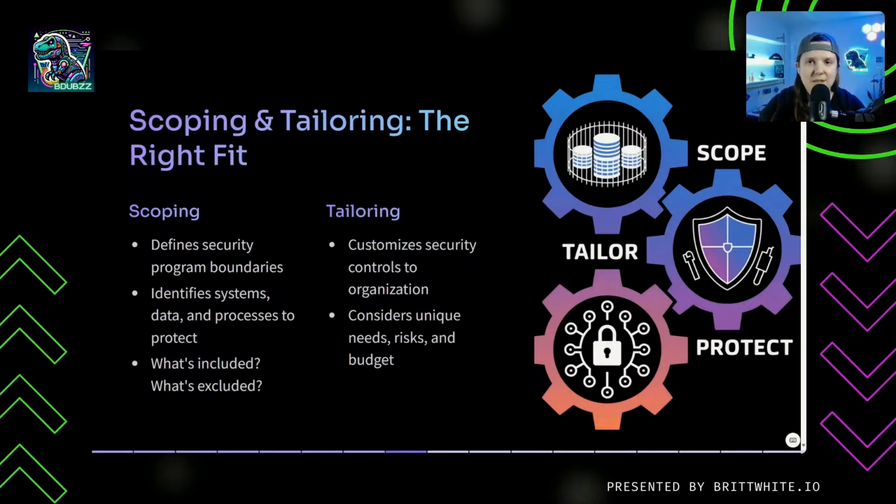Tailoring is like getting a custom suit fitted. You start with a basic design, but then you adjust it to fit your specific body and style. Similarly, you can take the general security controls and customize them to fit your organization's unique needs, risk profile, and budget. For example, a small local bakery doesn't need the same level of security as a multinational bank or a government intelligence agency. Their risks are totally different, their resources are totally different, and their security controls should reflect that. The key is finding the right balance between security requirements and operational realities.